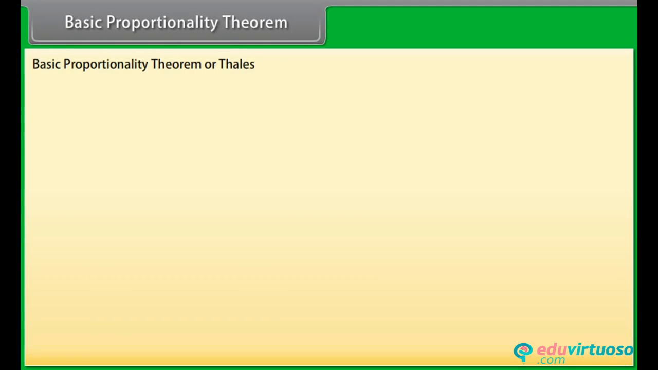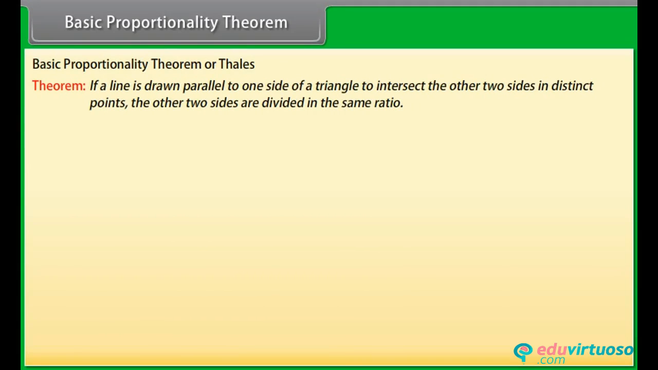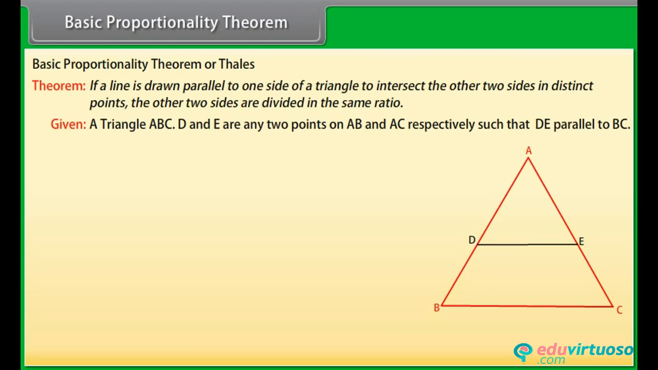Basic Proportionality Theorem. Basic Proportionality Theorem or Thales Theorem. If a line is drawn parallel to one side of a triangle to intersect the other two sides in distinct points, the other two sides are divided in the same ratio. Given a triangle ABC, D and E are any two points on AB and AC respectively such that DE is parallel to BC. To prove AD upon DB equals AE upon EC.